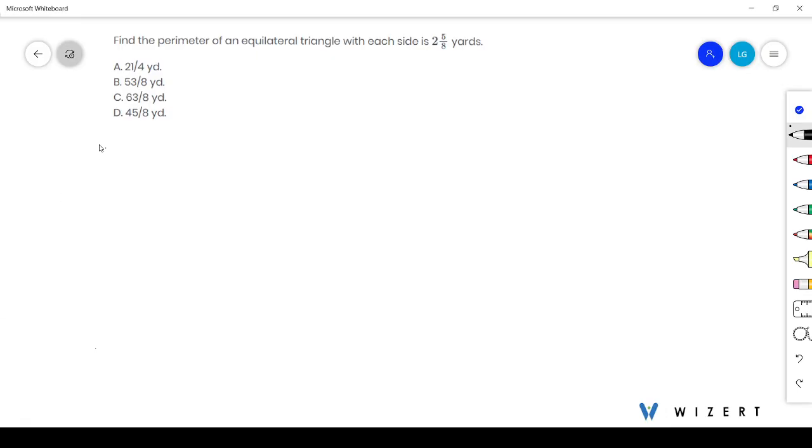Our question is, find the perimeter of an equilateral triangle with each side 25 and 5/8 yards. We have given here the length of a side of the equilateral triangle is 25 and 5/8 yards.